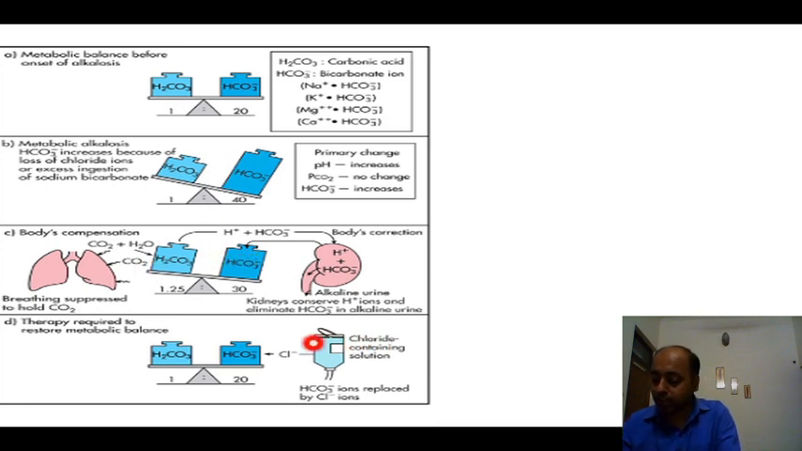Ultimate correction, how? By providing management from outside. When you start giving chloride from outside into the body, neutrality has to be maintained, so this chloride will start replacing the bicarbonate in the body, and bicarbonate excretion will start occurring. More and more bicarbonate will be excreted, redistribution of the bicarbonate will occur, and the compensation will be complete by providing the management from outside.